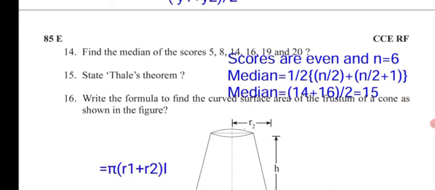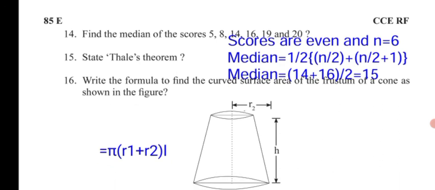15th question. State Thales theorem. If a line is drawn parallel to one side of a triangle to intersect the other two sides in distinct points, then the other two sides are divided in the same ratios. It is the definition of Thales theorem or basic proportionality theorem.